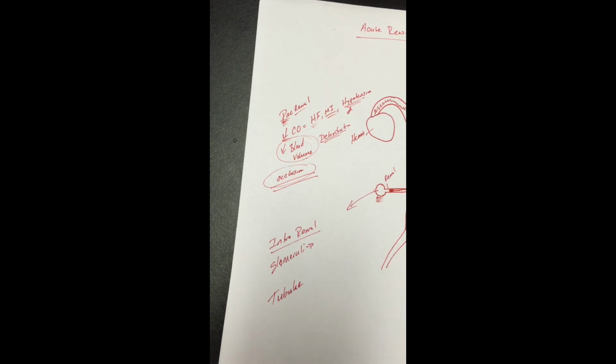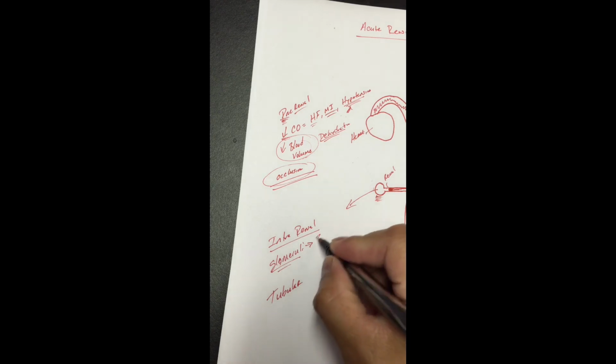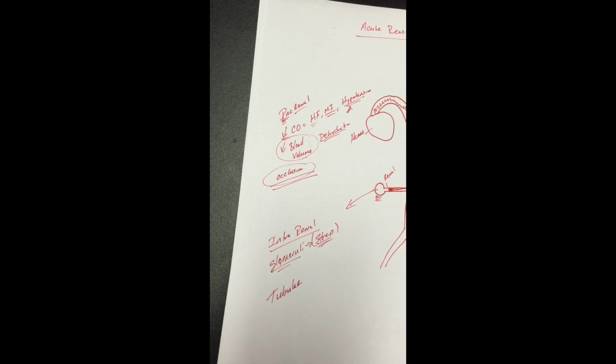In glomerular damage, we worry about something called glomerulonephritis. Okay, glomerulonephritis, inflammation of the glomeruli. That's all glomerulonephritis means. Again, inflammation of the glomeruli. Now, typically, what causes this inflammation is an infection, mostly caused by strep infection.